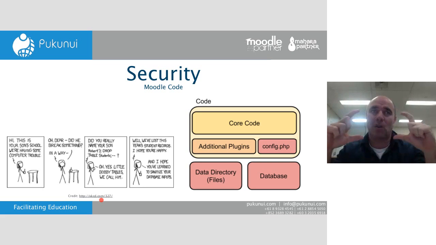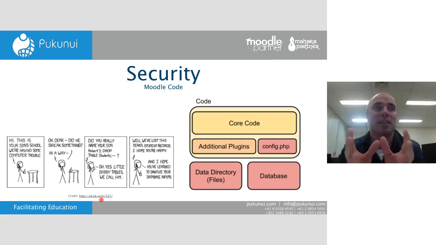Within the code, there's also your plugins, any extra little plugins that you put in there. So you might think, hey, I really like the progress bar block, I'm going to add that into my site, and so that goes in as an additional plugin. It goes in the code area, and it sits in there. There's also a file called the config.php file. It's for the configuration. In non-nerdy terms, that's a file that tells the Moodle code how to communicate with the data directory and the database. It lets all 3 talk together.